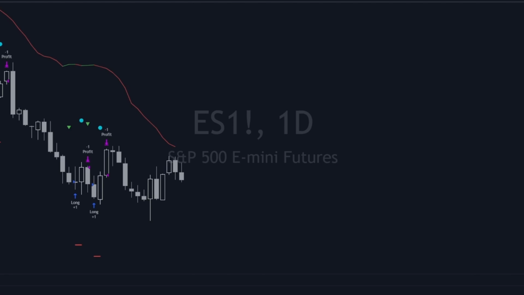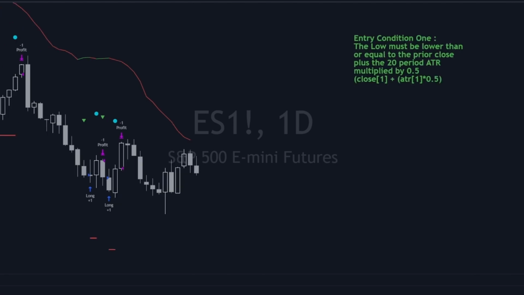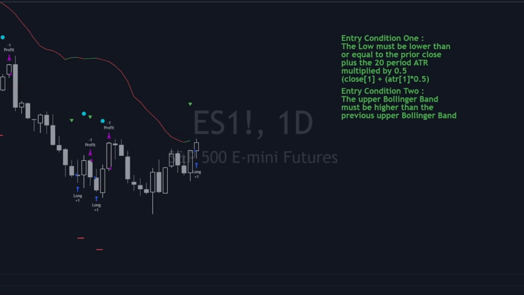The entry rules of this strategy are as follows. Entry condition 1, the low must be lower or equal to the prior close plus the 20 period ATR multiplied by 0.5. And the second entry condition is the upper Bollinger Band must be higher than the previous upper Bollinger Band. So here we have the long setup, and there's a few things to note.